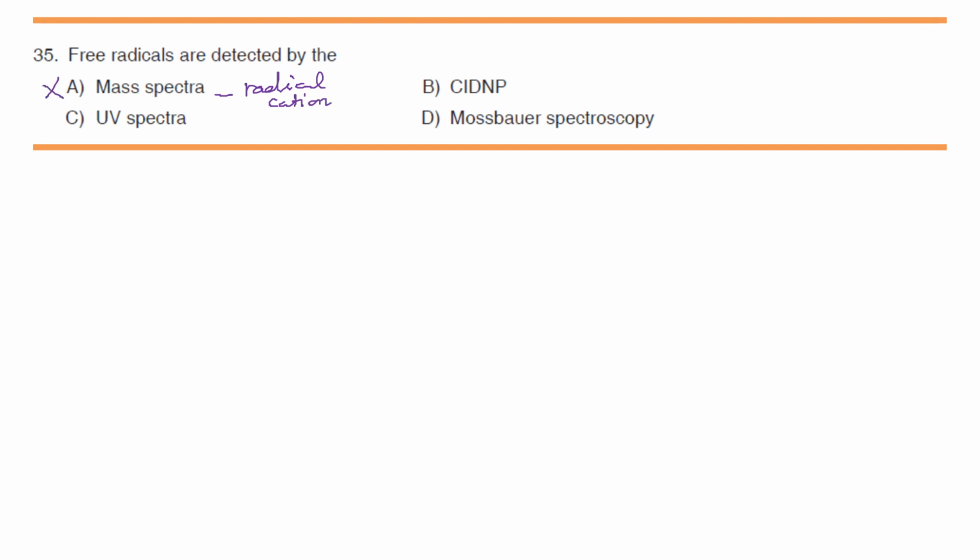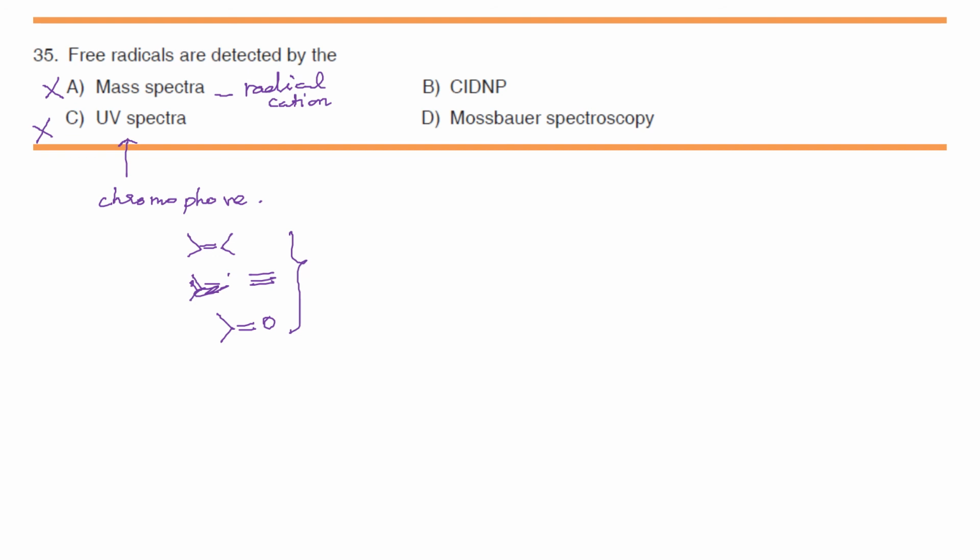Now coming to UV spectra, you know that it is mainly used to find out the type of chromophore that is present in a compound, like whether it is a double bond, or triple bond, or whether it is a carbonyl group, etc. You can get an idea about these chromophores in UV spectra, but they are neutral compounds and not radicals, so you can rule out the possibility for UV spectra as well.